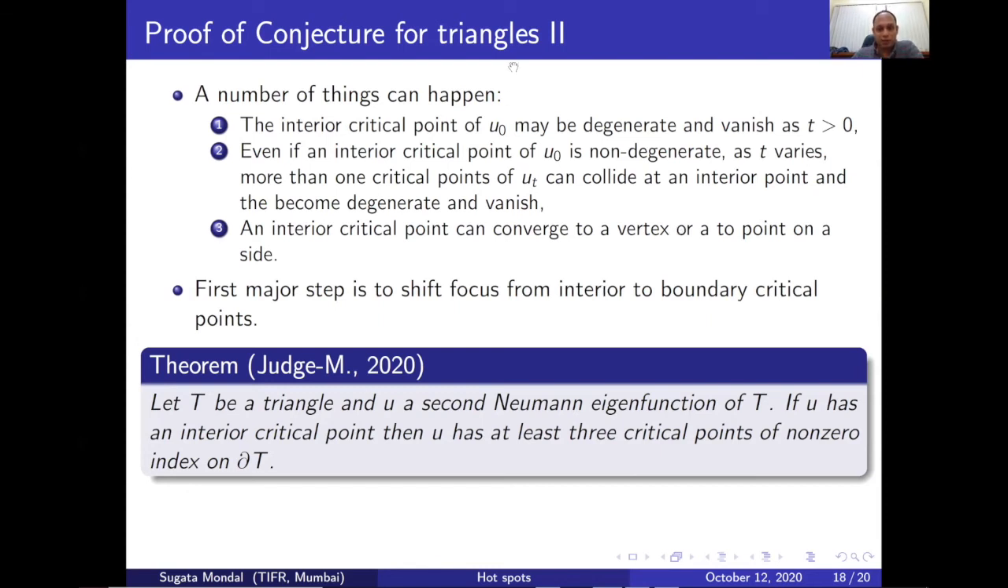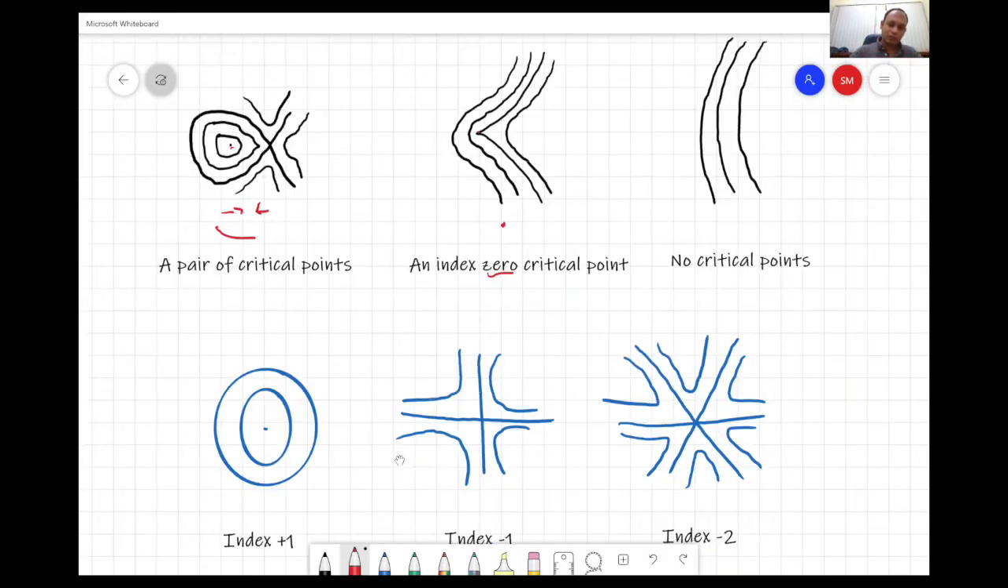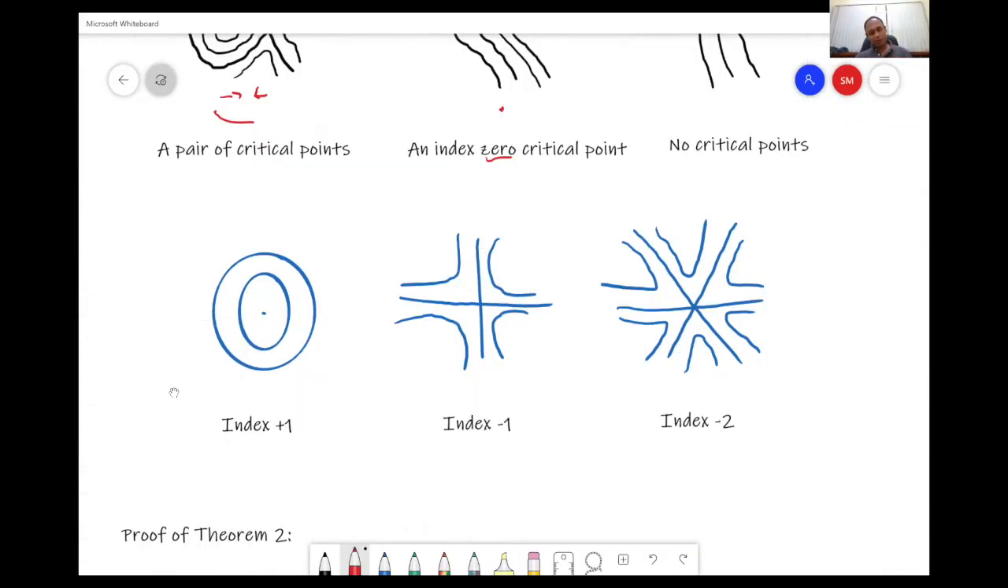Now I'm going to give you an idea of the proof of this particular result. We have some time. Before doing that, again, I would like to just give you an idea. So here I have said that the index of the critical points are non-zero, the new critical points that I can find once I have something in the interior of the triangle.